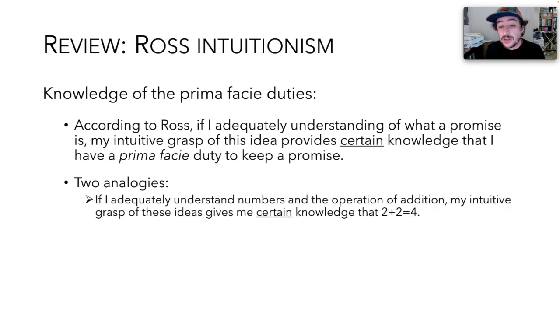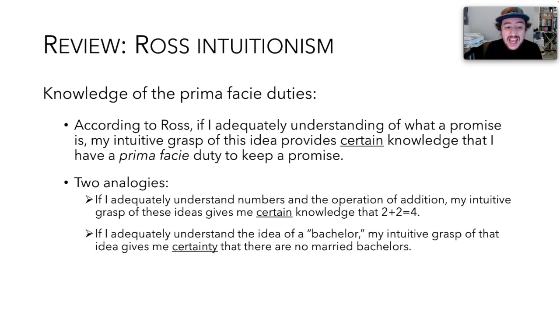If I adequately understand what numbers are and what addition is and how it works, then my intuitive grasp of the number 2 and addition can help me come to 100% certainty that 2 plus 2 equals 4, just by thinking very carefully about what these ideas are. Similarly, if I adequately understand the idea of a bachelor, well, then I can just think about that idea very closely to intuitively grasp with 100% certainty that there are no married bachelors. I know that just by considering the very idea of what a bachelor is.